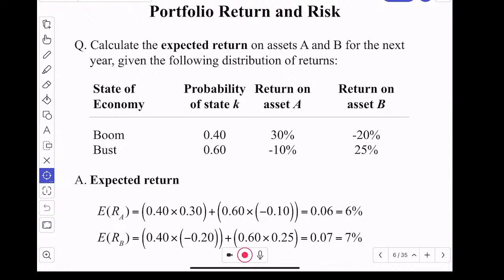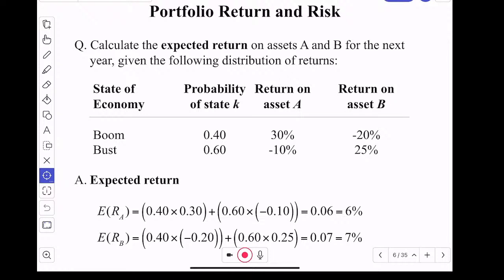So how should we look at this? Okay, so A is correlated with the market. When the market does poorly, A does poorly. When the market does well, A does well. You see? That's boom, that's bust.